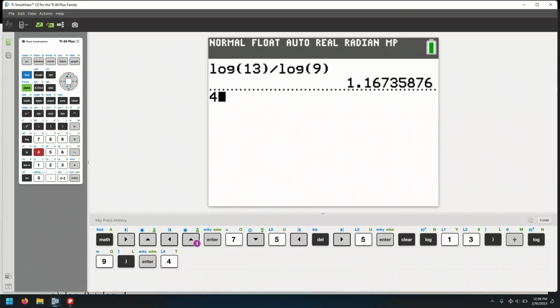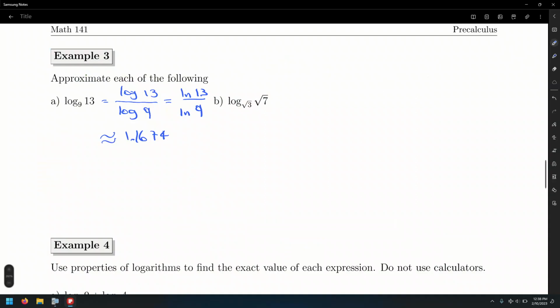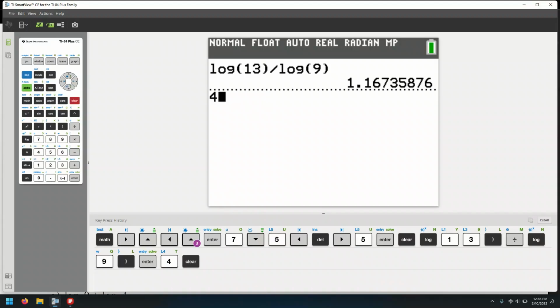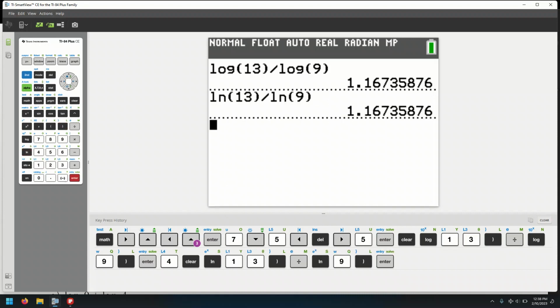Did I do the ln or the log? Okay, log. I'm going to repeat the calculation on a different base, that is, as a base e using natural logs. So let me clear this. I'm going to do ln of 13, close parentheses, divide that by ln of 9. Same answer. Now, if you manage to find a utility to evaluate logarithms of the given weird base, well, like this calculator, for example, let me do it.